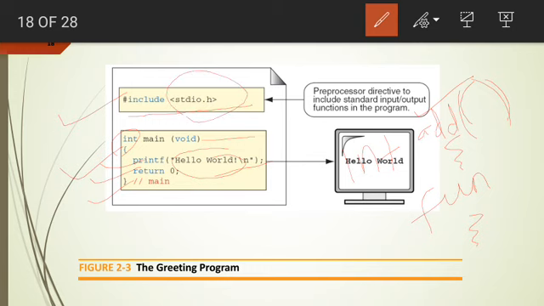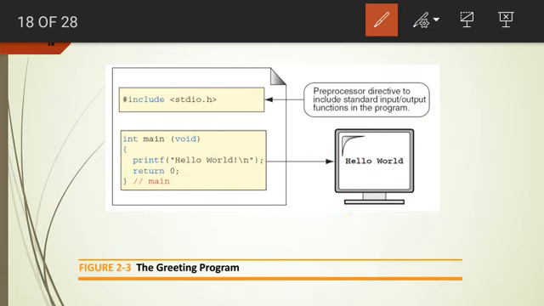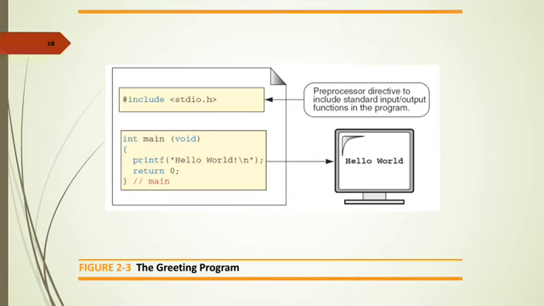What is stdio.h? Stdio.h is nothing but the standard input output header included in your hash include statement. Depending on your program requirement you will add different header files like stdio.h, string.h, then math.h, and so this is the basic program structure, means how to write a first program.